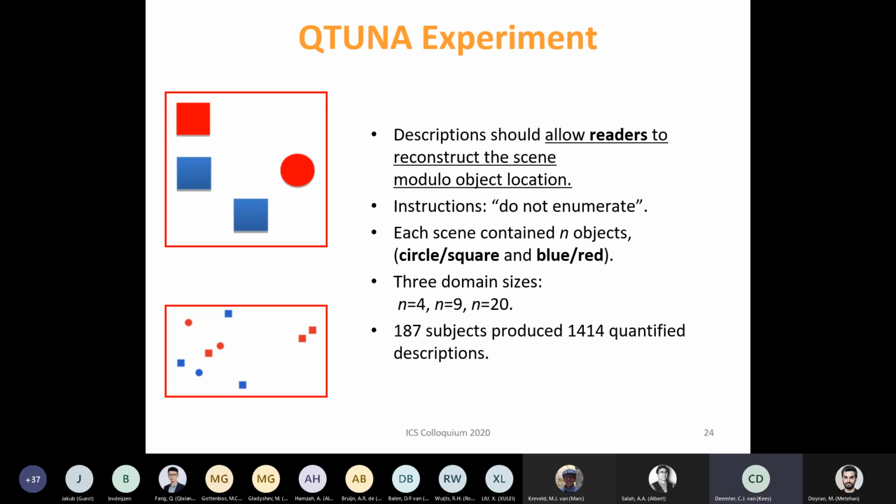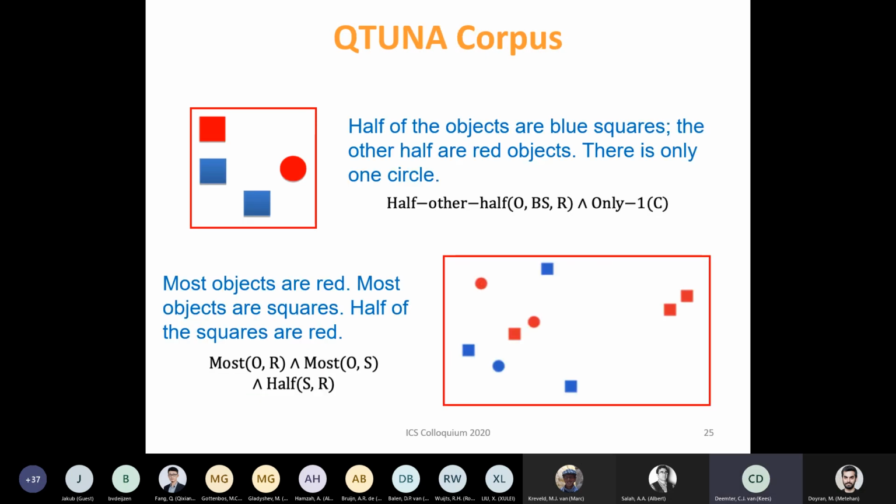Each scene contained a fixed number of objects, and we varied that number over different experiments. So we looked at n is 4, 9, and 20. And we harvested a large number of quantified descriptions. So here you see some concrete examples. If we had more time, I would give you a little assignment so that you could get your hands dirty, get a feeling for the problem. But here you see some examples.